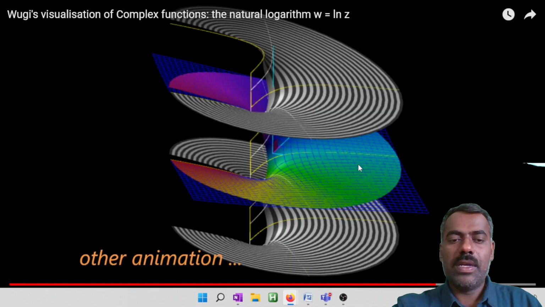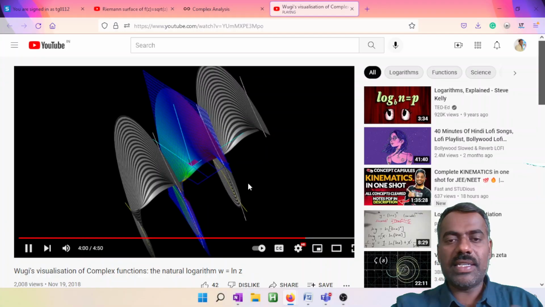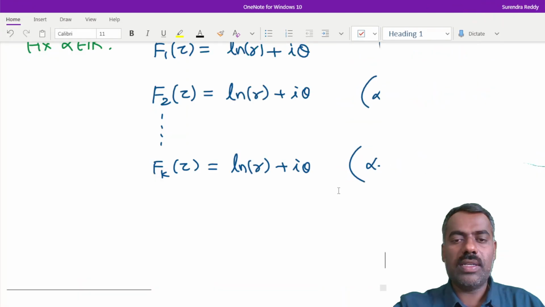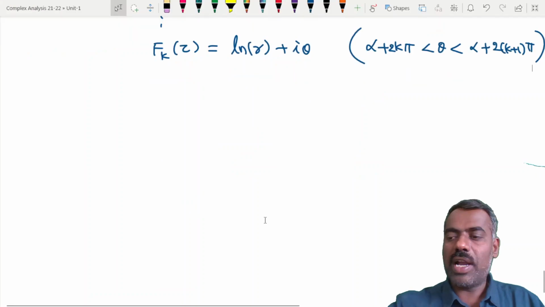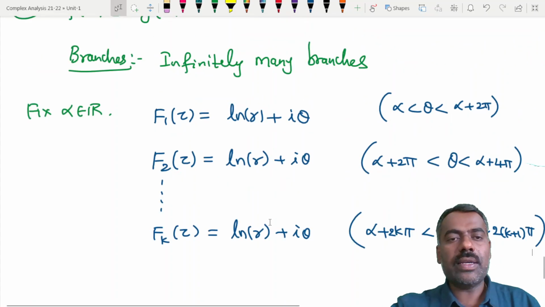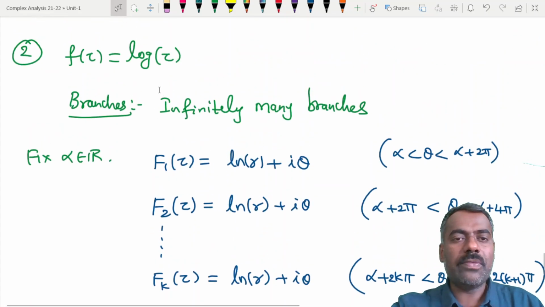So this is how your branches of the logarithmic function have glued together. Okay, is that clear? So again, just like z to the power half, whatever we have taken, in the same way this 0 is the branch point for this log z. So the idea is, whatever you are talking about, f of z is log z.